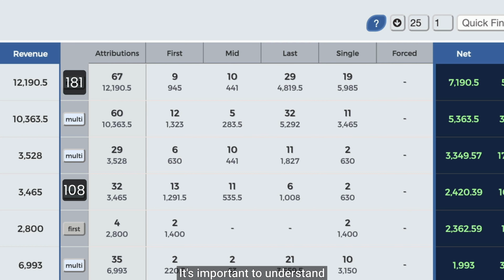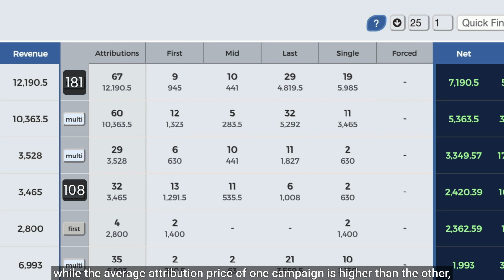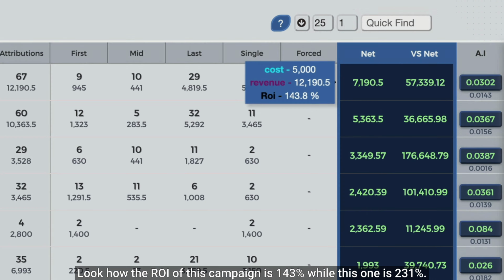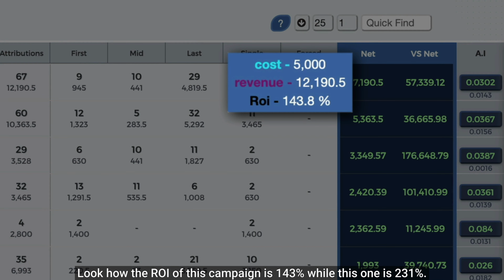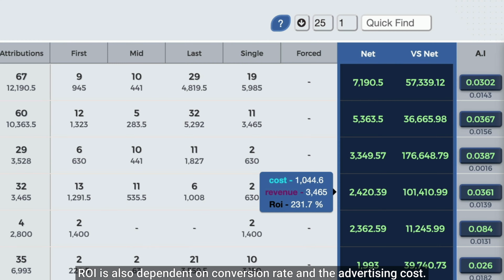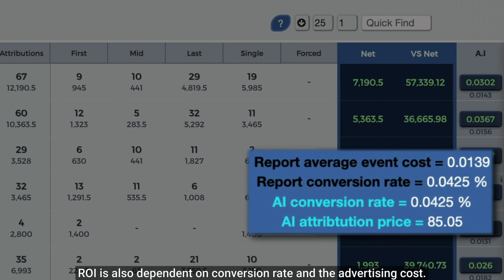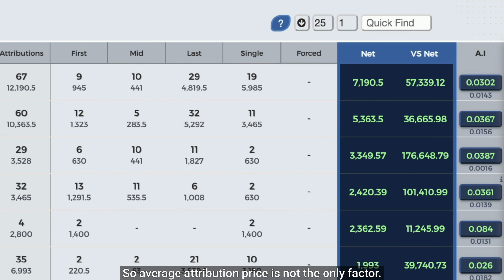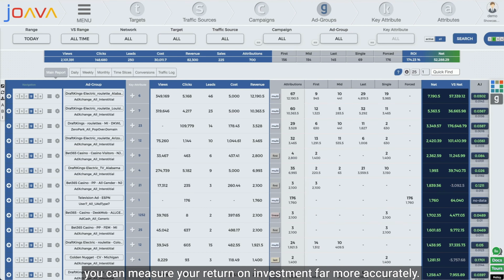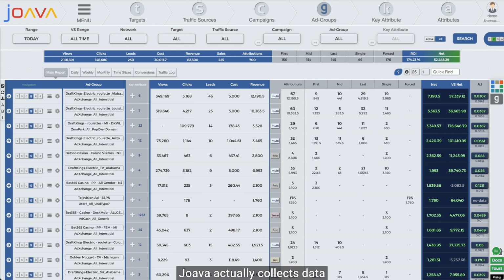It's important to understand, while the average attribution price of one campaign is higher than the other, it doesn't necessarily mean it's more valuable. Look how the return on investment of this campaign is 143%, while this one is 231%. Return on investment is also dependent on conversion rate and the advertising cost. So average attribution price is not the only factor. Bottom line is that with applying credit to all touch points, you can measure your return on investment far more accurately. Joava actually collects data for first click and last click single touch attribution models in parallel to multi-touch attribution.